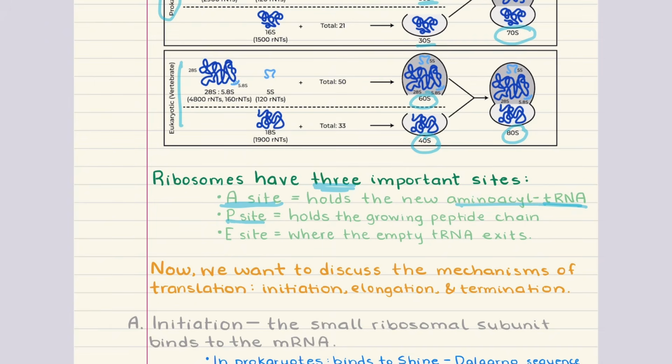Next is the P site. This stands for peptidyl site. This is where the growing polypeptide chain is held. The amino acid from the A site is going to be joined to the chain held in the P site. Finally, we have the E site or the exit site. So once a tRNA has delivered its amino acid, it moves to the E site and it exits the ribosome.